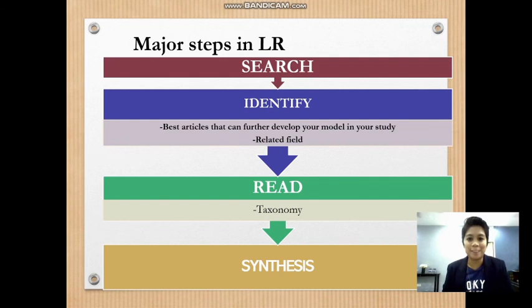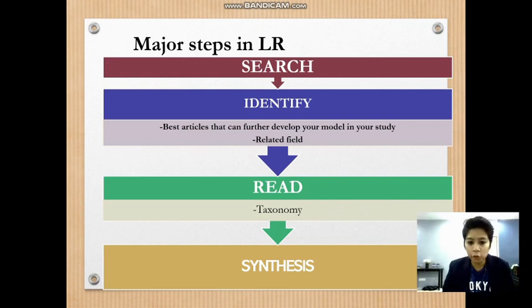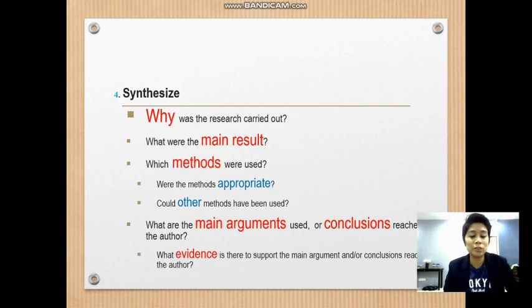And synthesize, meaning you digest and interpret what the previous article is saying: what are the findings, are they rejecting their own hypothesis, are they suggesting or recommending new methods. So what should be synthesized in a literature review when you find the studies and articles that you look for? You have to see why the research was carried out.